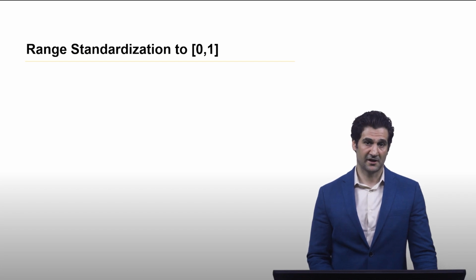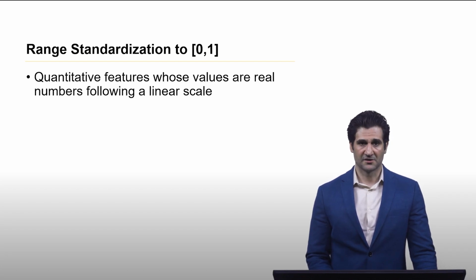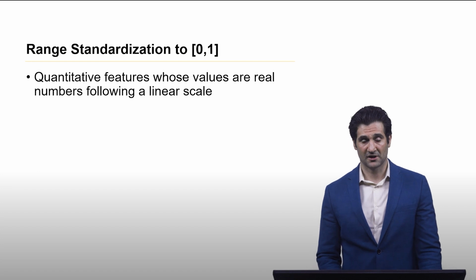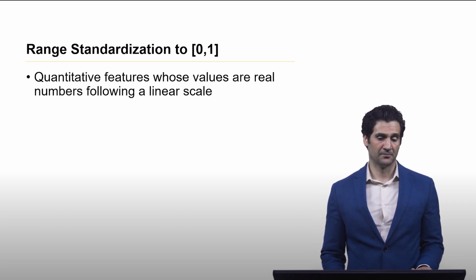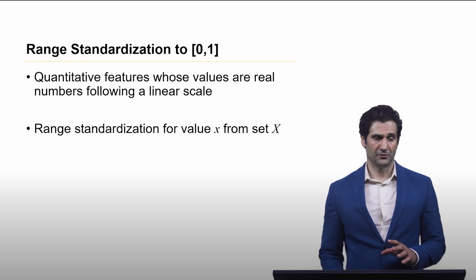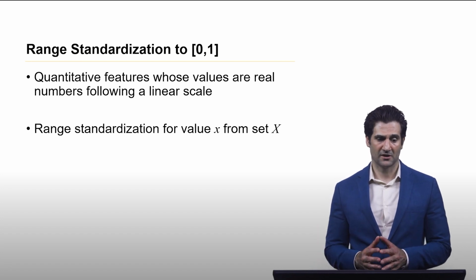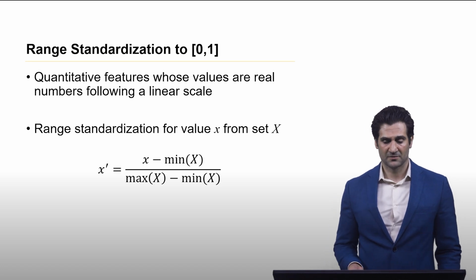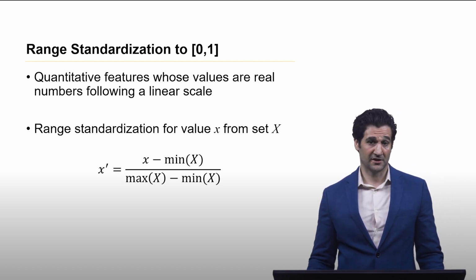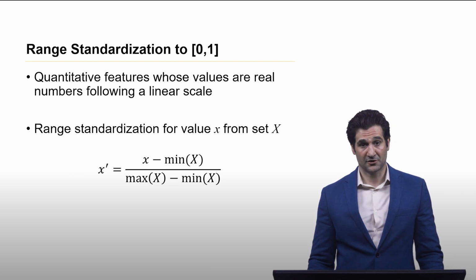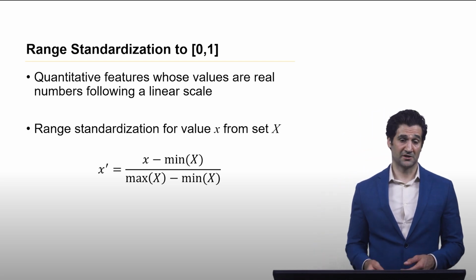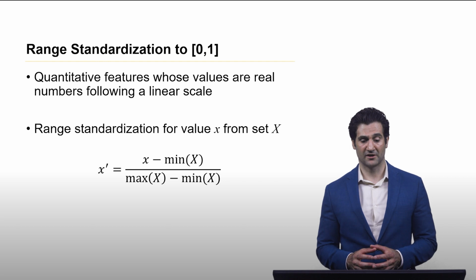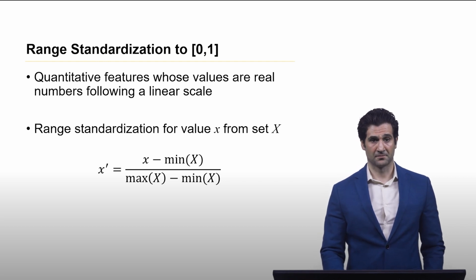So first is range standardization. This is for quantitative values that follow generally a linear scale. What this is doing is making all your values go from 0 to 1. And it looks like this. Given a sample that has value x, you're just subtracting from it the minimum value over all your samples for that feature, and you're dividing it by the maximum minus the minimum, and this gives you your standardized value for that feature.